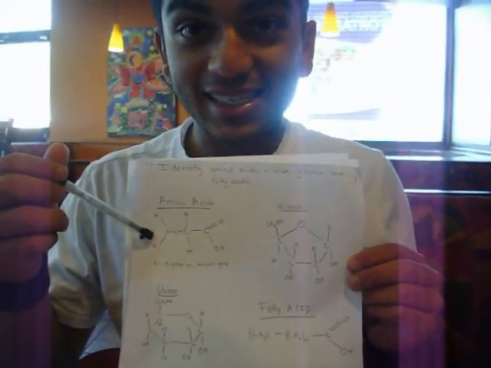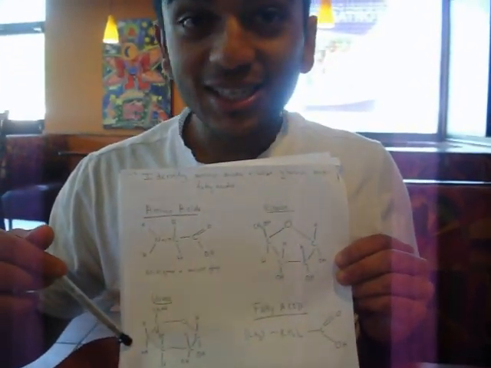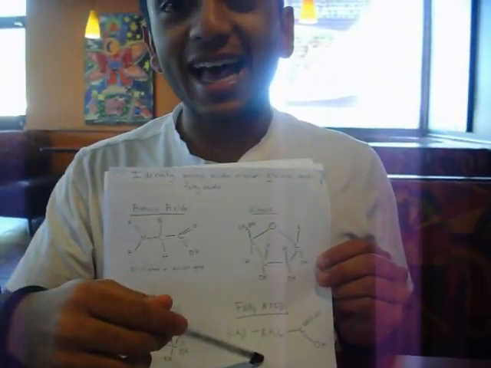This is amino acid. This is ribose. This is glucose, and this is a fatty acid.